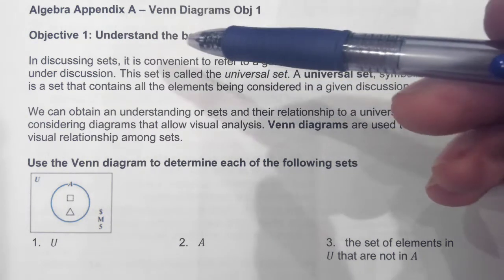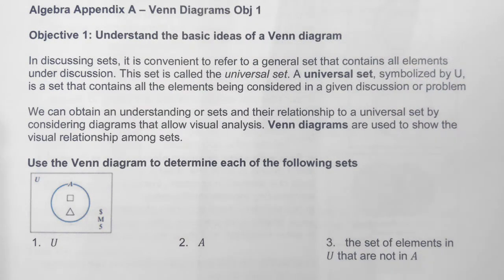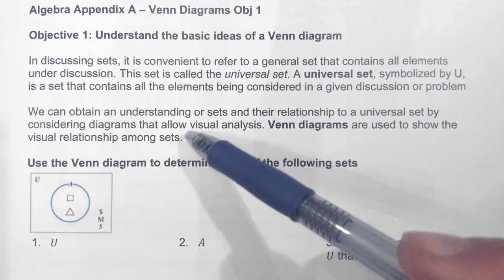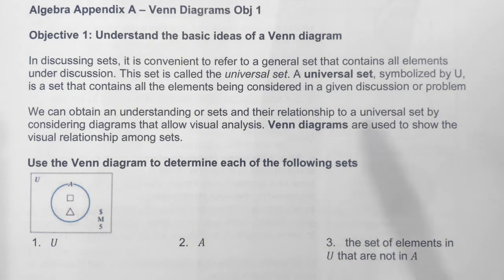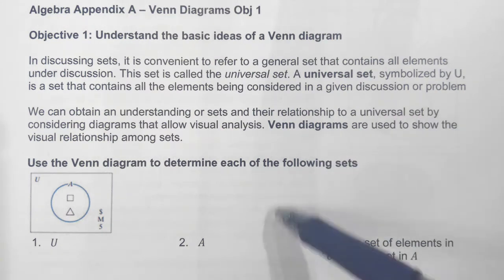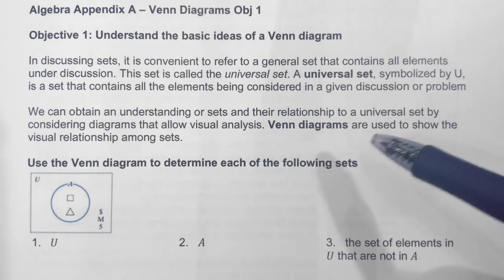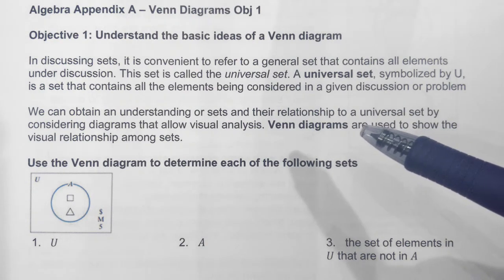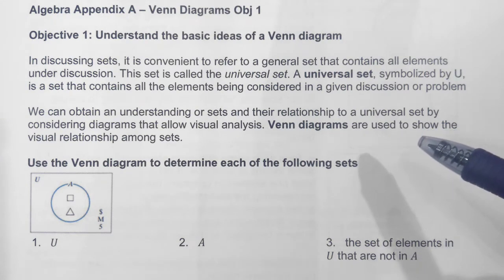In discussing sets, it is convenient to refer to a general set that contains all elements under discussion. This set is called the universal set. A universal set, which is symbolized by the capital U, is a set that contains all the elements being considered in a given discussion or problem. We can obtain an understanding of sets and their relationship to a universal set by considering diagrams that allow visual analysis. Venn diagrams are used to show the visual relationship among sets.